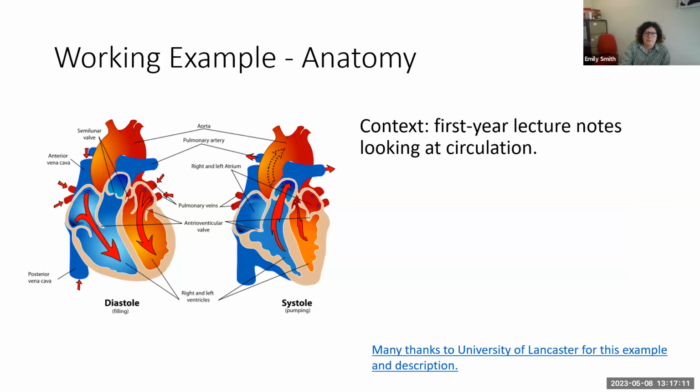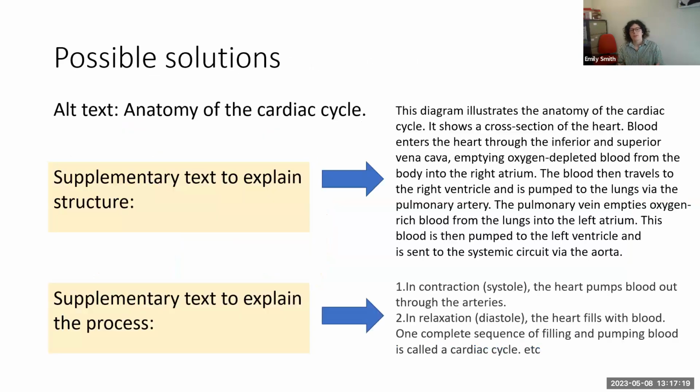So on the surface, this seems like a tricky diagram. You're probably wondering, how on earth am I going to write a summary for this? Okay. So we've got some possible solutions here. The first one is we're going to write really brief alt text. So we're going to say what the image is doing. Okay. So it's anatomy of the cardiac cycle.